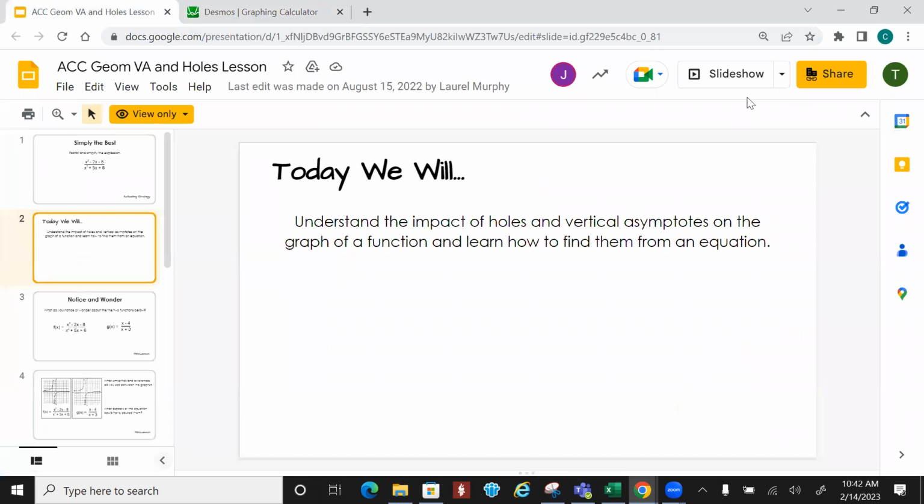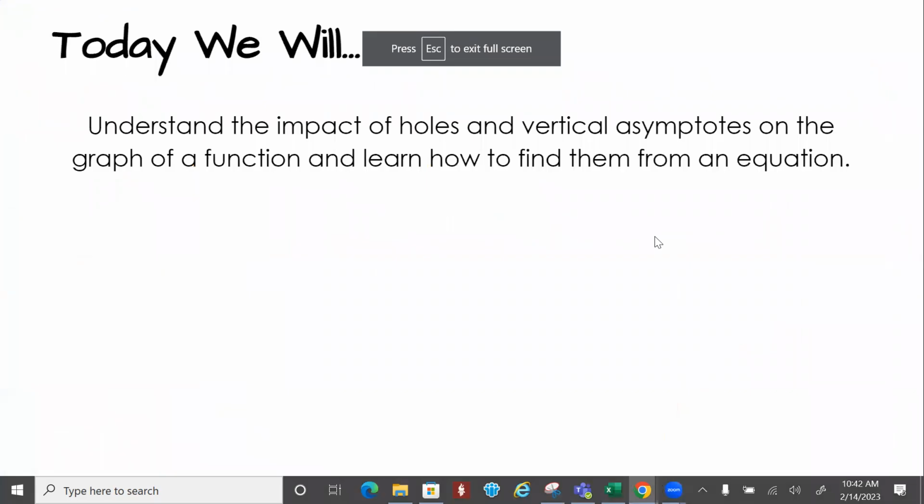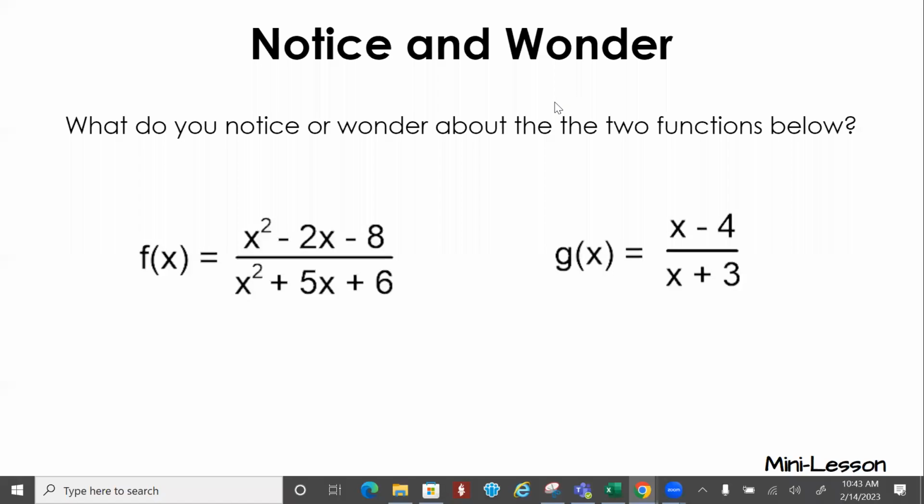Okay. So today, we're going to understand the impact of holes and vertical asymptotes. So what you're going to title this is holes and vertical asymptotes. Yes, it'll make sense in a second. Great. So what do you notice or wonder about the two functions below?